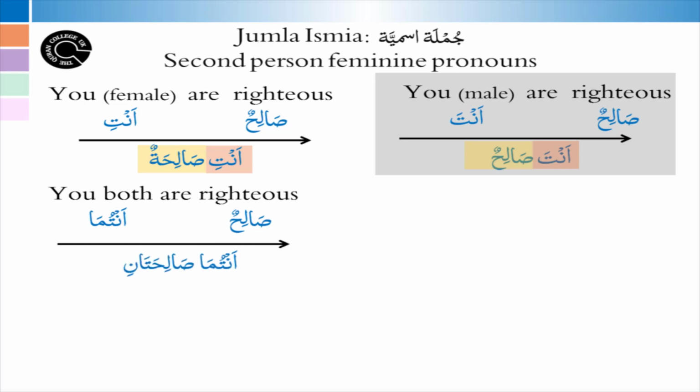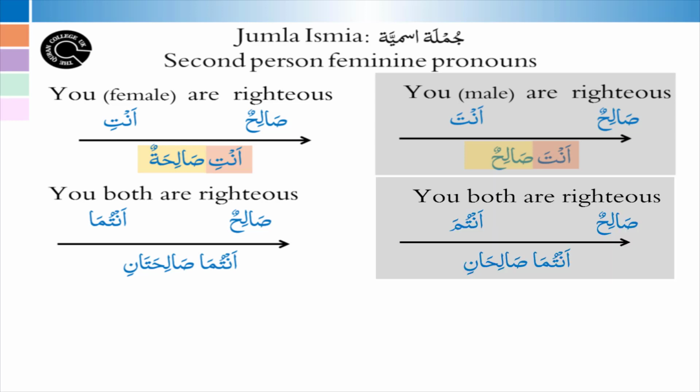As said earlier, antuma is used for both masculine and feminine, so we can compare both constructions. The masculine construction is shown in the second grey box. The only difference is in the predicate of both sentences. The predicate of the feminine sentence is salihatani, while the masculine is salihani. Again, the context of the sentence should tell you the use of antuma, if it is used for masculine or feminine.